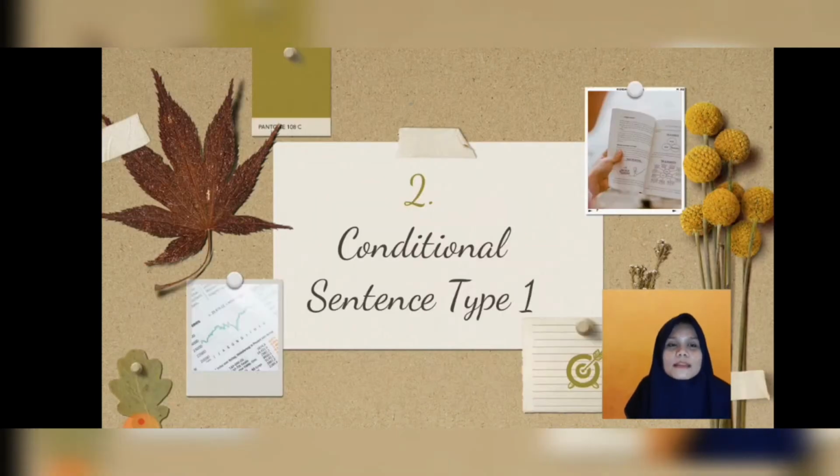Next, conditional sentence type 1. In the conditional sentence type 1, the verb in the if clause is written in the simple present tense, while the verb in the main clause is written in the simple future tense. The subordinate clause can be placed in front or behind without changing the meaning.